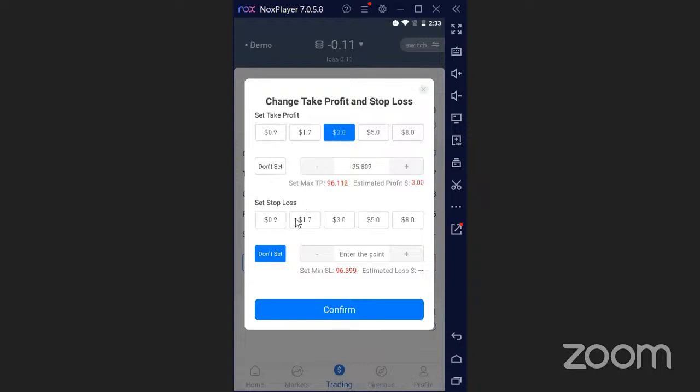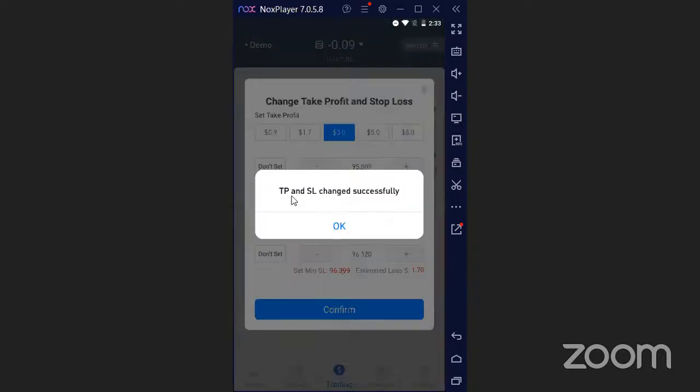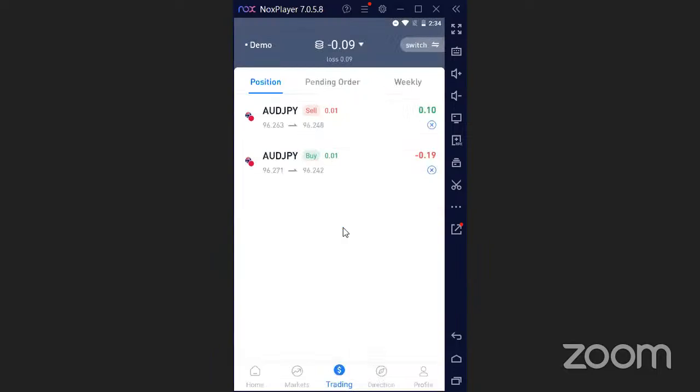Okay, then how much am I risking? What if I'm going to lose? How much do I want to lose? Okay, I don't want to lose more than $1.7 if I'm going to lose. So I can just click on confirm, and you see take profit and SL changed successfully. Guys, you see how easy it is, yes? So you see here I'm making profit right now. Okay, I'm making profit already. So guys, that is it.